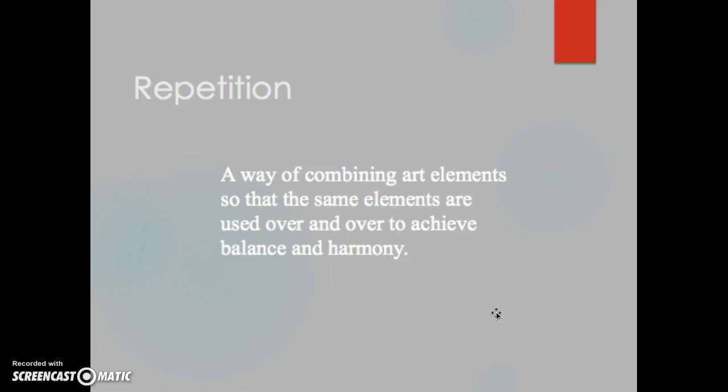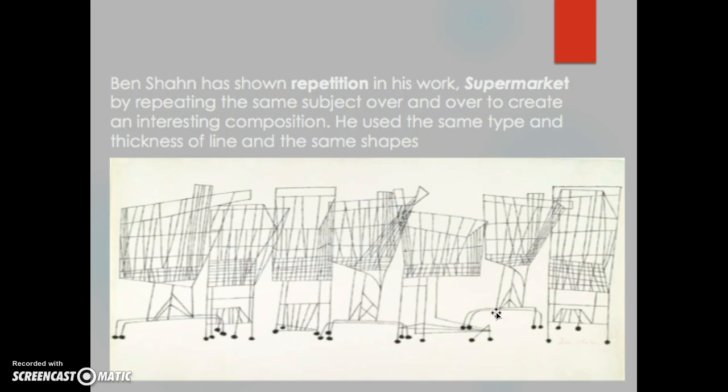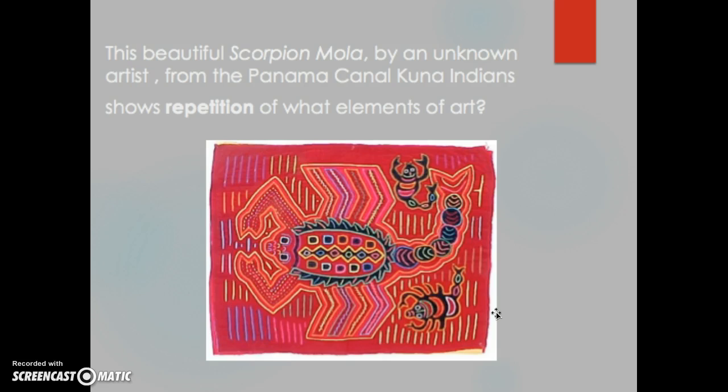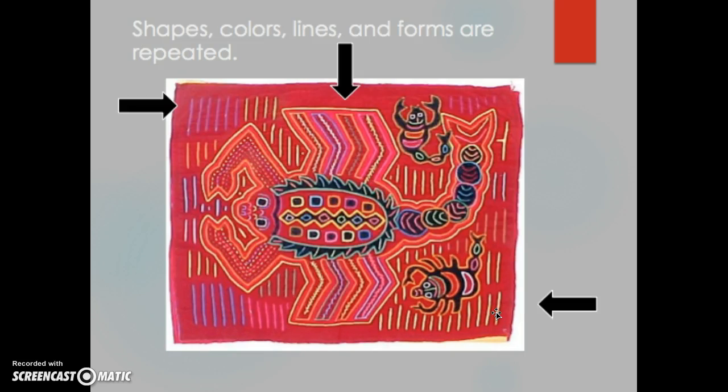Okay, repetition. We're getting to the last ones here, guys. It's a way of combining art elements so that they're used over and over again. How about this drawing here of shopping carts? I love this drawing. Same subject over and over again. It gives a sense of importance, doesn't it? Why just draw one shopping cart when you can draw seven shopping carts? Okay, how about this mola, created by the Cuna people of Panama? How does it show repetition? What elements of art does it use? If you said color, line, shape, you are correct.